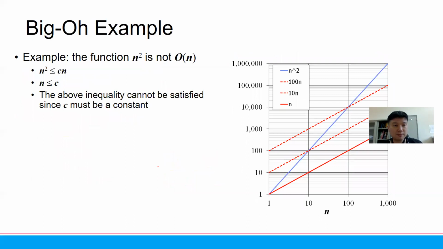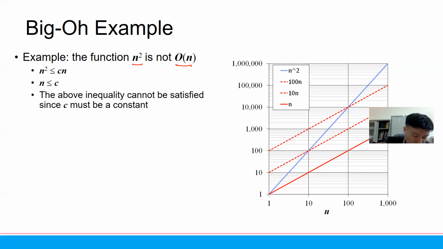Let's have another example. I want to know if n power of 2 is not O(n). What does it mean? I want to check if the function n power of 2 is not big O notation with only n. n is the linear function.